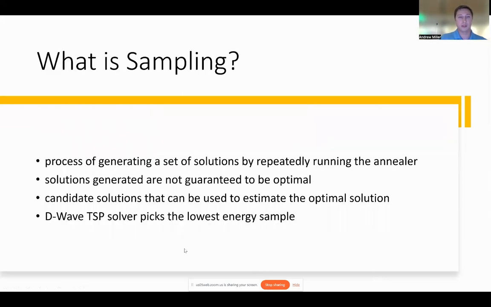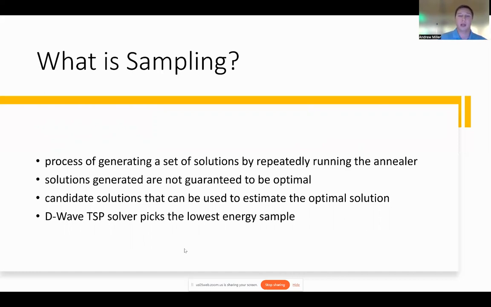All right, so next thing is sampling. What happens is basically the process of repeatedly running the problem on an annealer. So you sample different solutions from the machine, and the solutions are not guaranteed to be optimal. They can be suboptimal, or actually can be non-solutions at all.